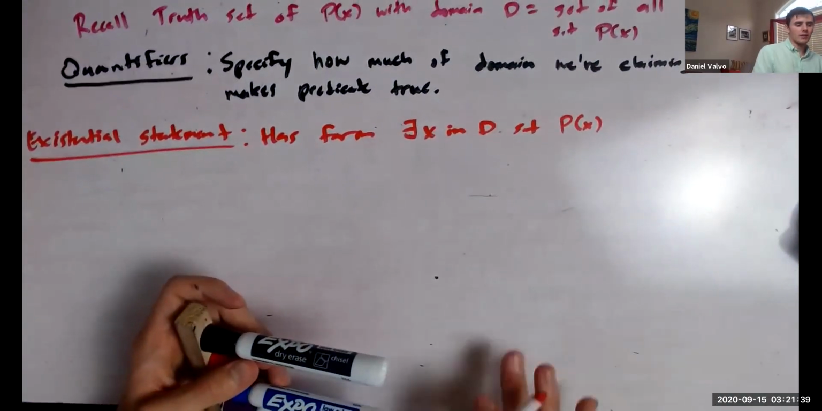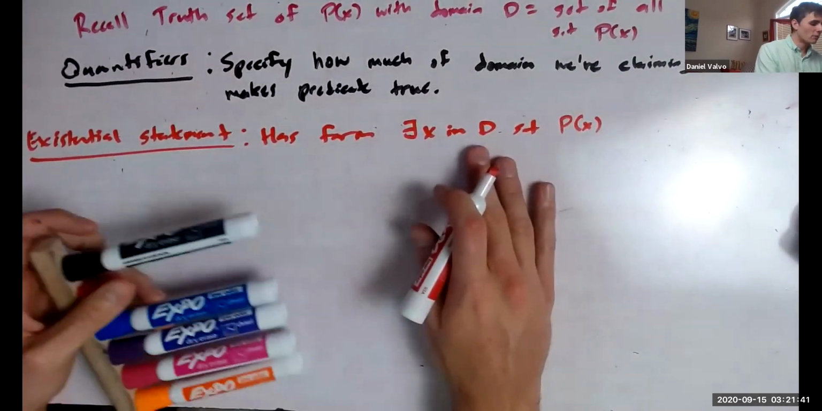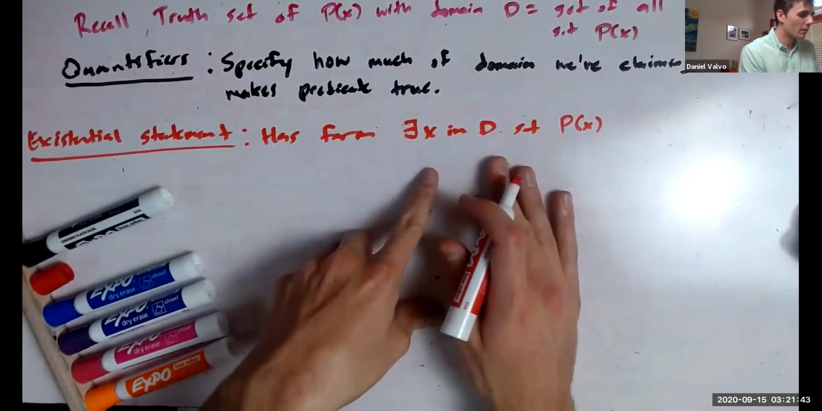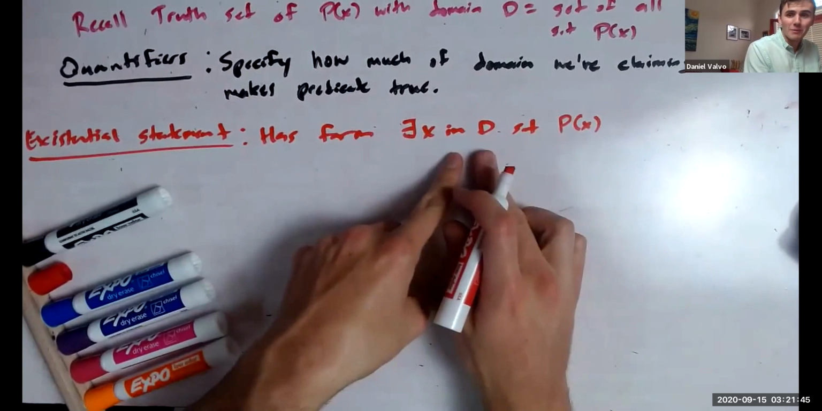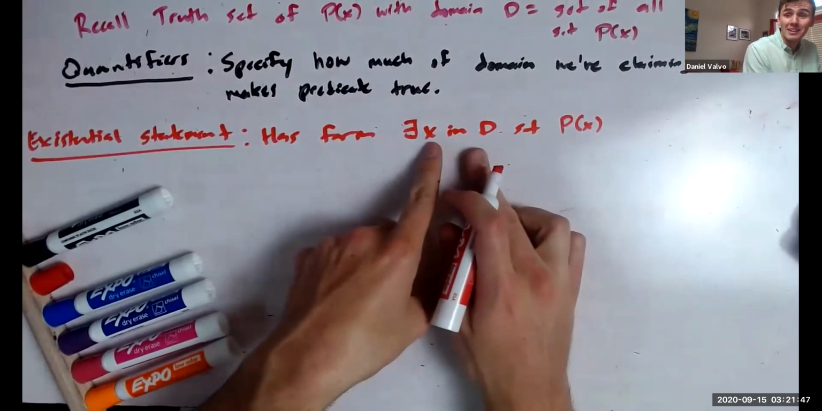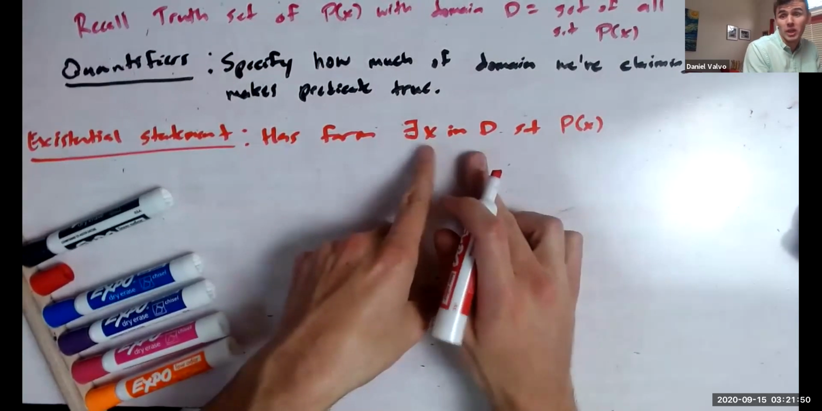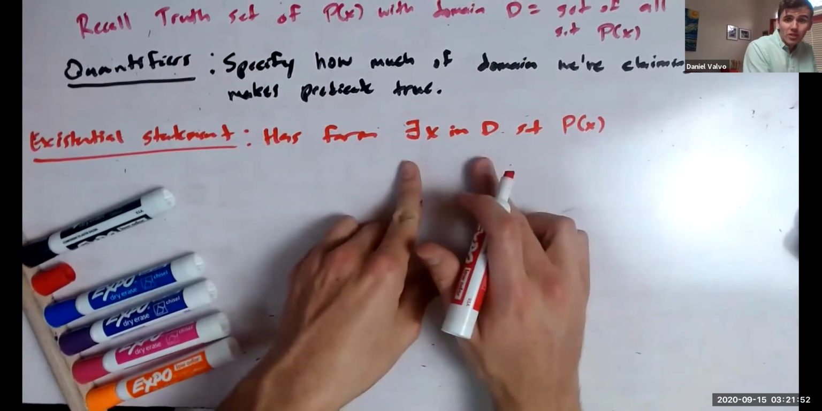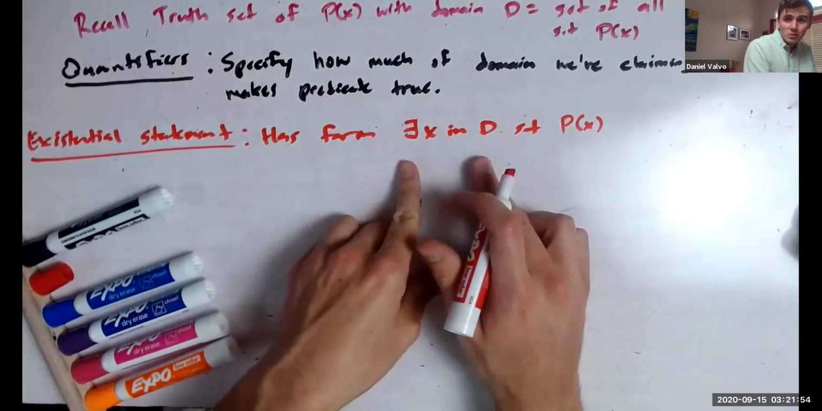So we have some predicate, we have some domain, right? And remember quantifiers: how much of the domain we're claiming makes the predicate true. All we're claiming here is that one part of the domain makes the predicate true. There's at least one thing, maybe more, but at least one thing in the domain that makes the predicate true. So we're saying very little.